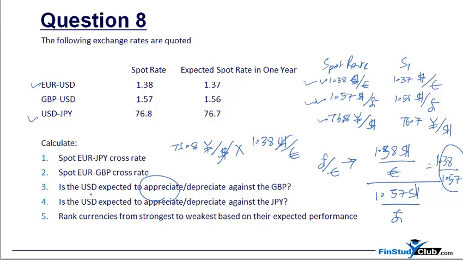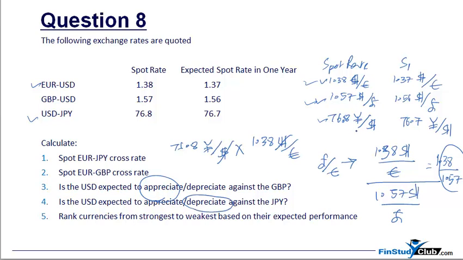Okay, coming over to the next one, is the US dollar expected to appreciate or depreciate against the Japanese yen? Let's look at this. The dollar value is going to be 76.8 yen, and then it is supposed to go down to 76.7 yen. So to that extent, yen is going to appreciate, dollar is going to depreciate. Look at it, the dollar value actually goes down over time. So one would say yen would appreciate, or rather US dollar would depreciate against the yen.